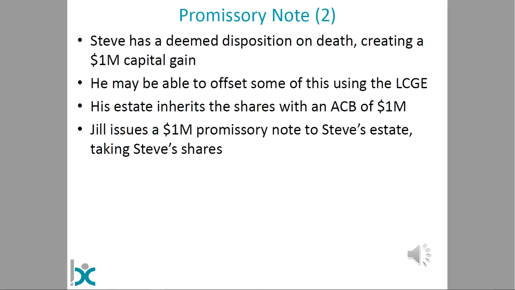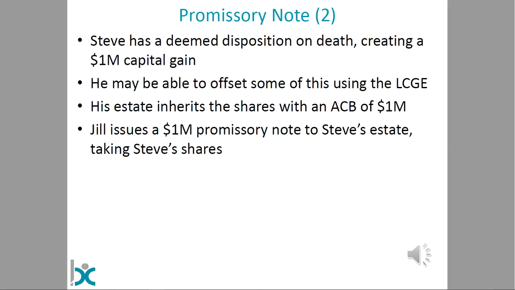for $1 million. Jill now acquires those shares from Steve's estate by issuing a $1 million promissory note. A promissory note is really like an IOU. So Jill just writes a note that says, here's $1 million. It's a negotiable instrument, meaning that as long as the estate figures it has a value of $1 million, it has a value of $1 million. So the estate has taken now fair compensation, and in exchange for that, it will pass those shares to Jill.